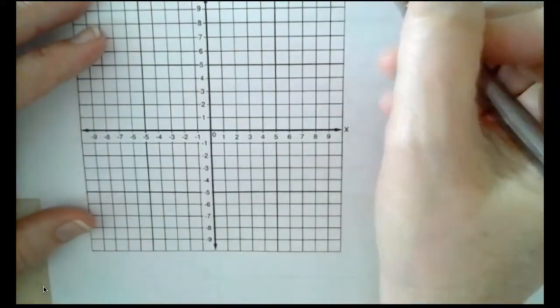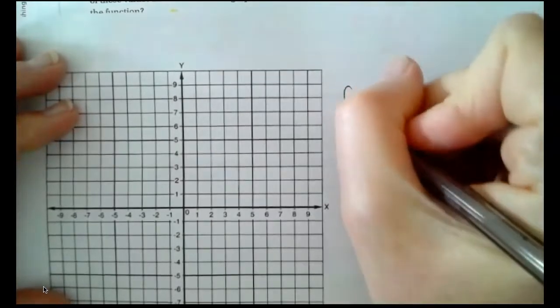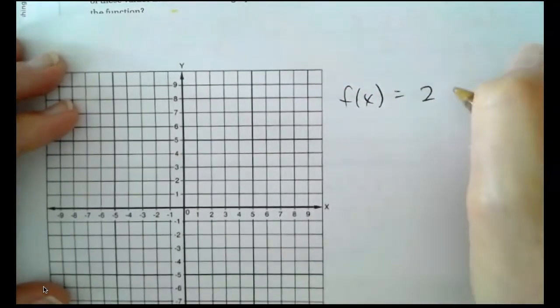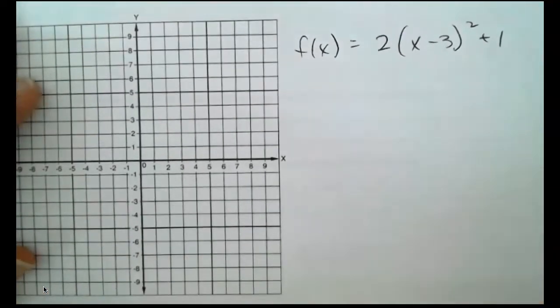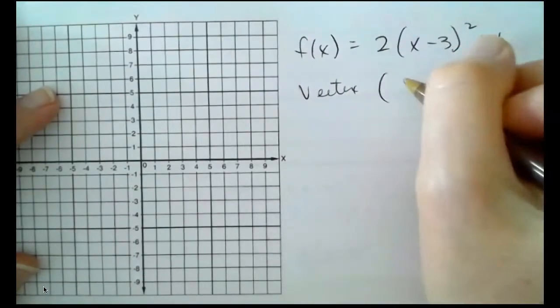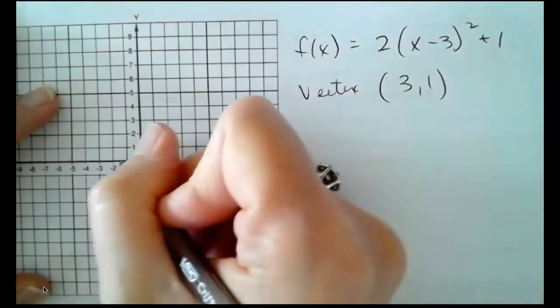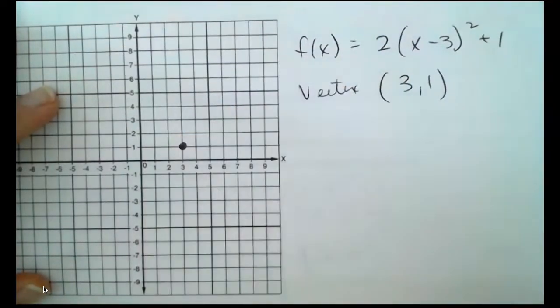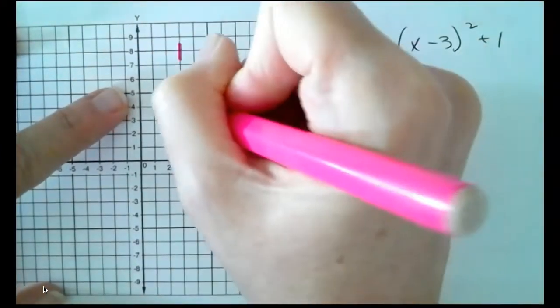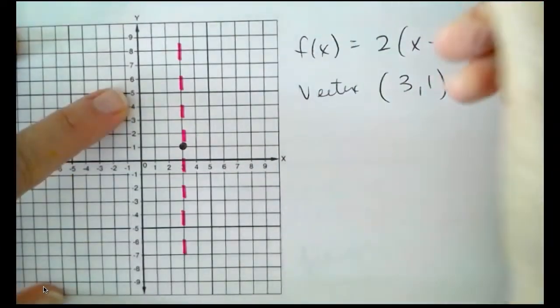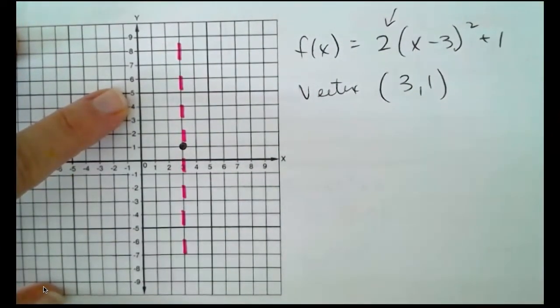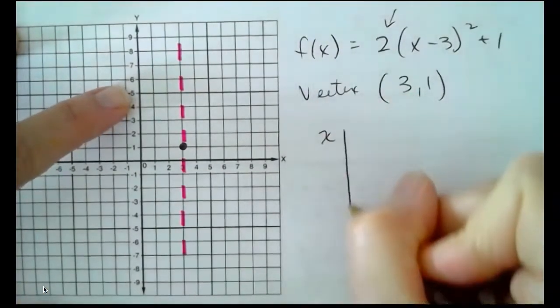So I'm going to rewrite this function here on my graph paper. f of x equals 2 times (x minus 3) squared plus 1. Now we already know that the vertex is at (3, 1), so I'm going to plot that point over 3, up 1. We know that the axis of symmetry is going right through that vertex. We also know that our a value is positive 2. That's going to create a vertical stretch, so it's going to make it taller and skinnier.